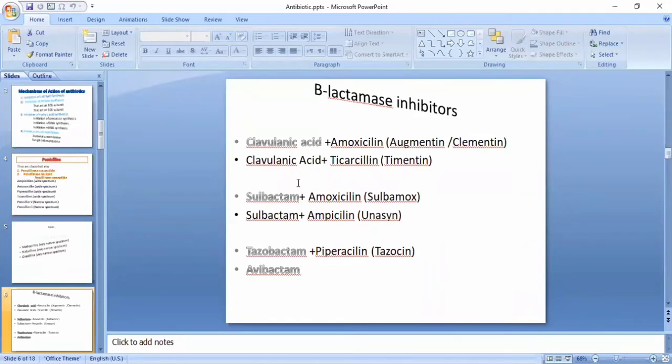Another beta lactamase inhibitor is sulbactam, that is also combined with amoxicillin under the trade name of Sulbamox. So my purpose in describing the beta lactamase inhibitors is that these inhibitors are combined with the penicillins, so they become much more resistant to the bacterial beta lactamase.